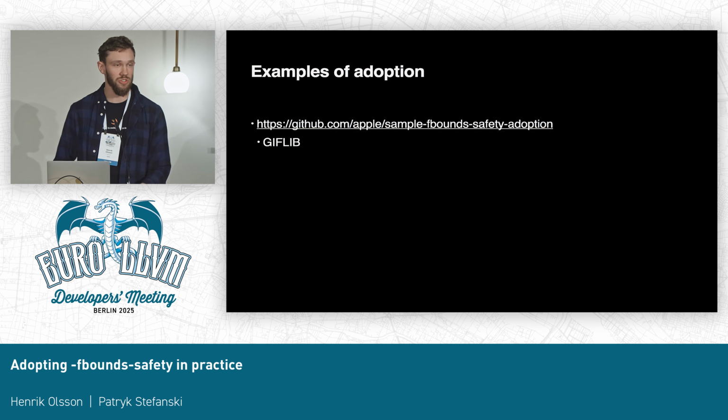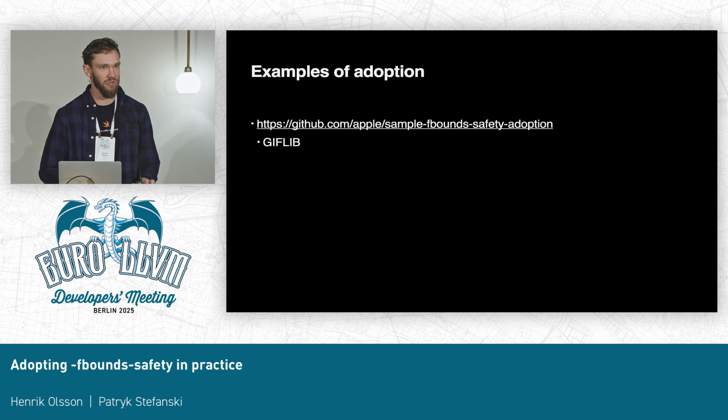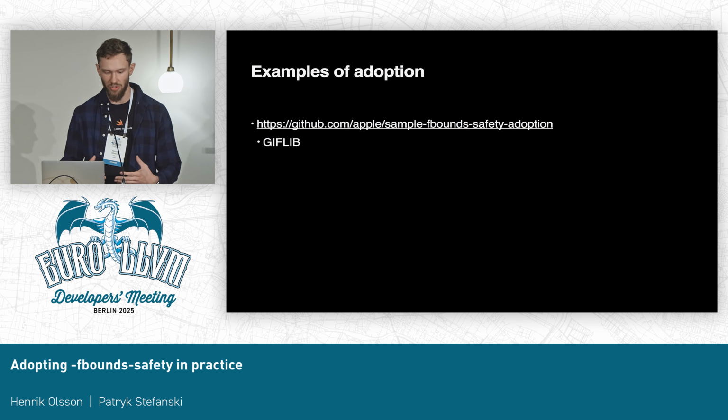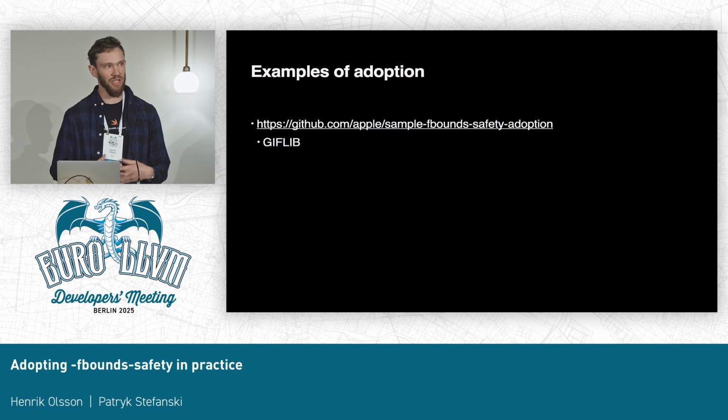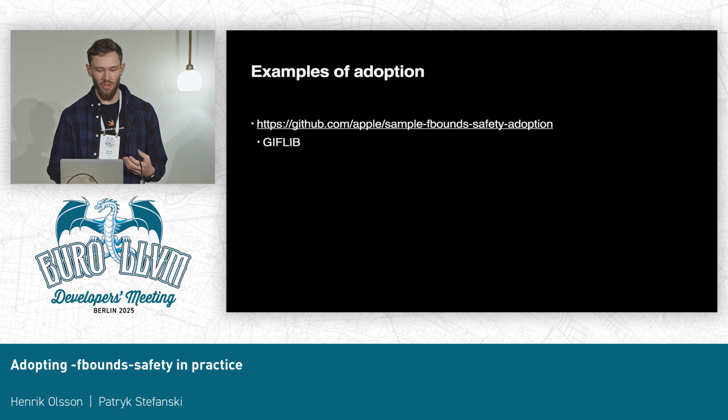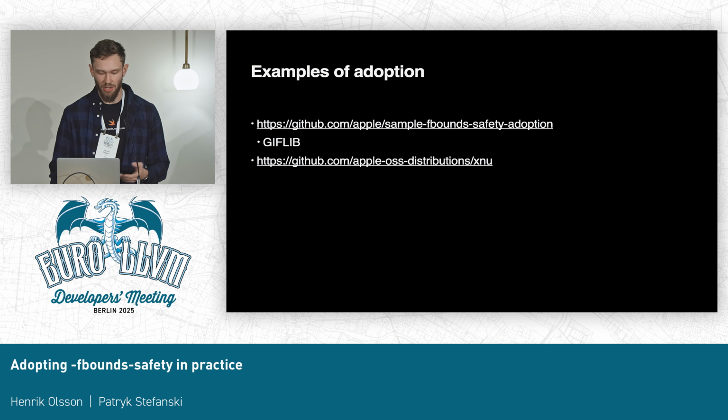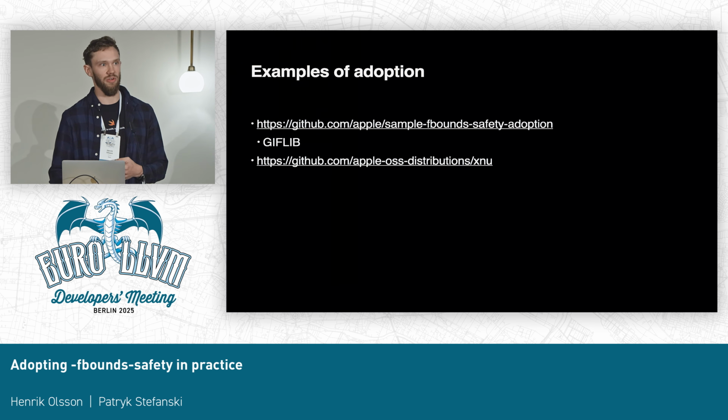So this was just a small demo project that we created to fit within the time frame of this presentation. But if you want a bigger project, we have adopted -fbounds-safety in the open source project GIFlib, which is an established C code base for processing GIF images. And that's available at our GitHub here if you want to take a look. And then, as I mentioned before, we also have adoption in XNU.